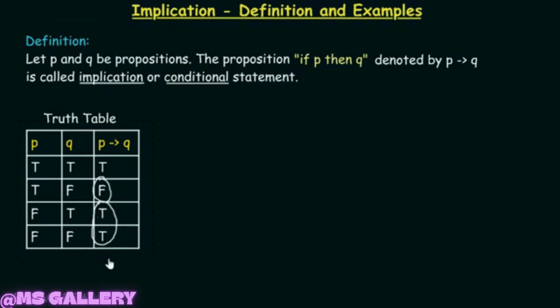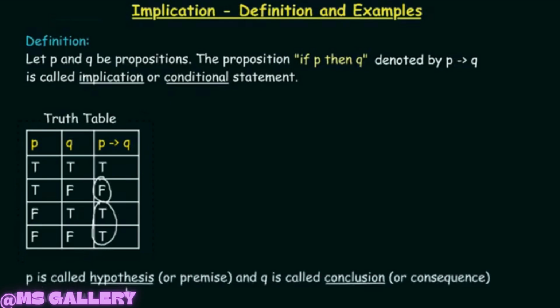We can understand this complicated looking portion with the help of examples. Now, let me emphasize one important point related to implication or conditional statement. P is called hypothesis or premise, and Q is called conclusion or consequence. Here P is called premise and Q is called conclusion. Okay? Now let's consider some examples to better understand the concept of implication.